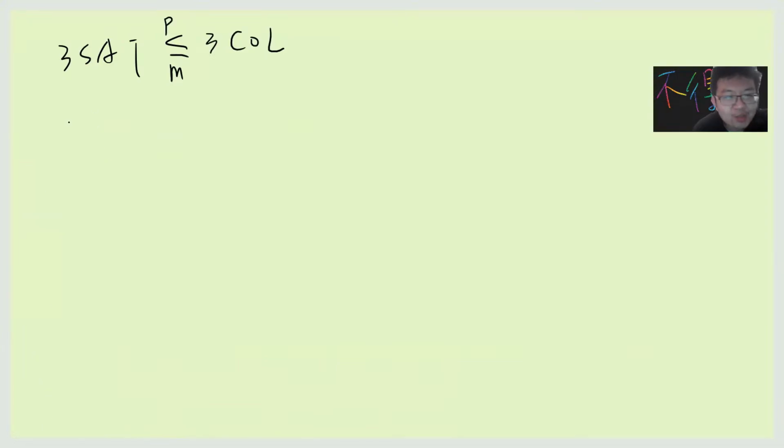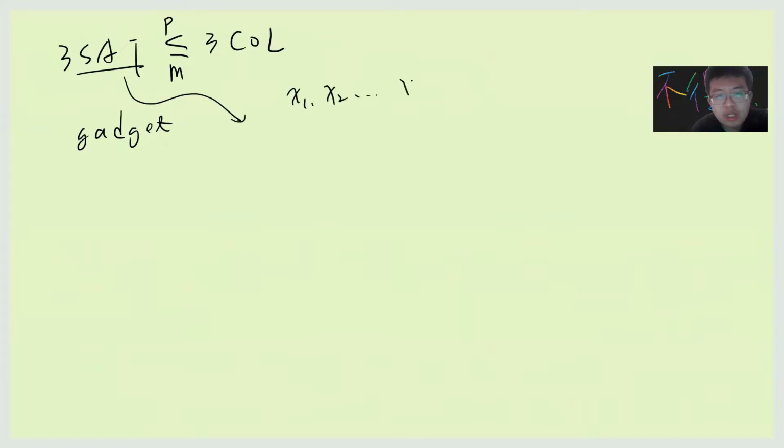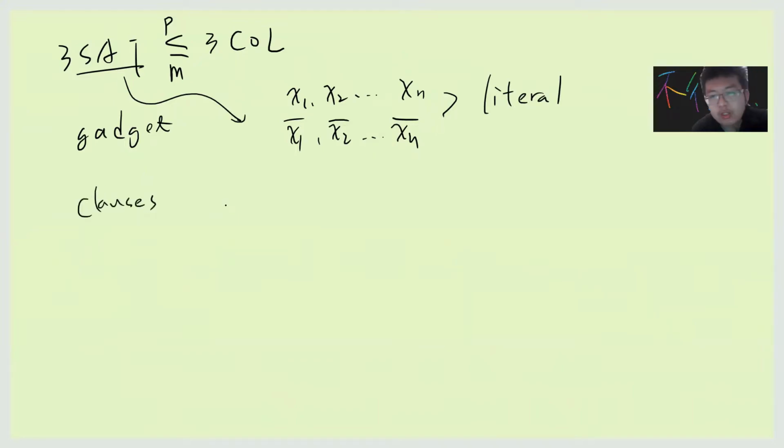In this proof, we need to build what in computer science is called a gadget. The idea is that in 3SAT we have variables x1, x2, up to xn, and x1 bar, x2 bar, up to xn bar, which are called literals. And we also have the clauses. So clauses are, for example, let's say this.